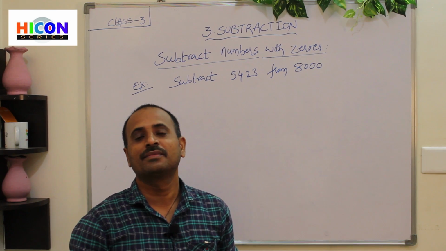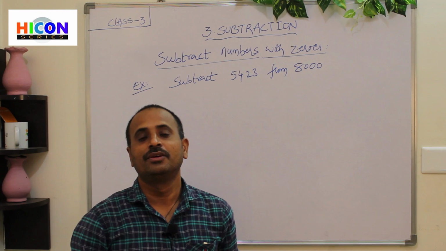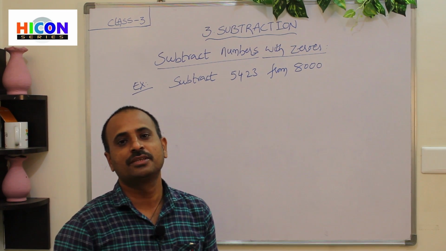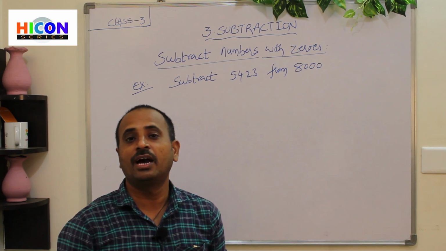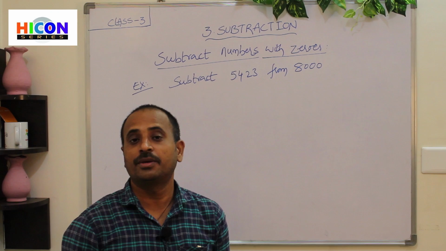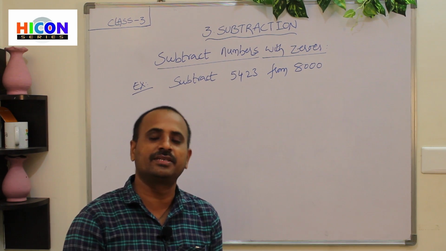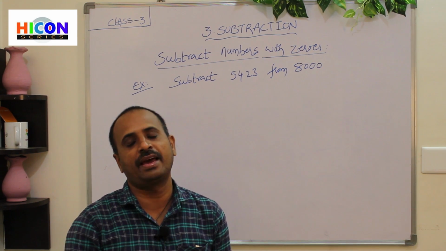Children, good morning. Up to now we have discussed subtraction of 4-digit numbers without regrouping and subtraction of 4-digit numbers with regrouping. Regrouping means borrowing. If the subtraction is not possible, we have to regroup the previous places. That means we have to borrow or carry.